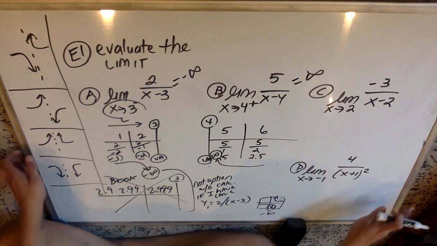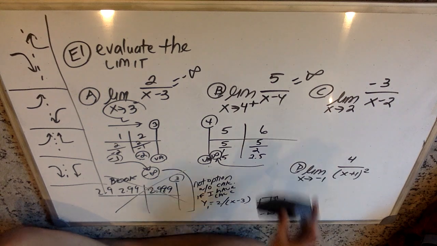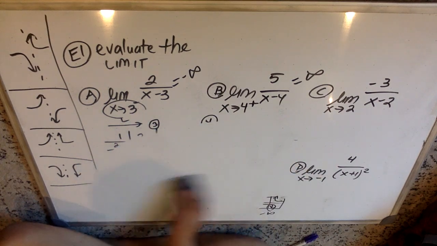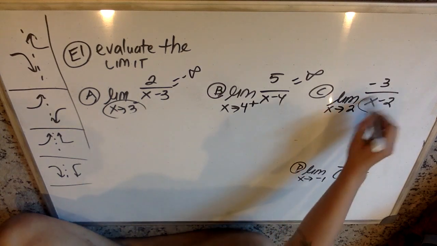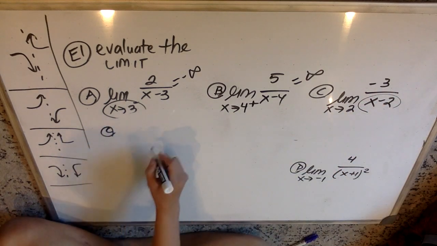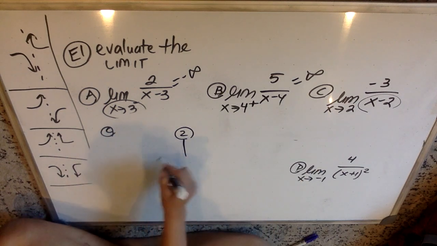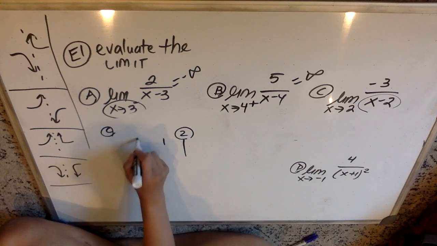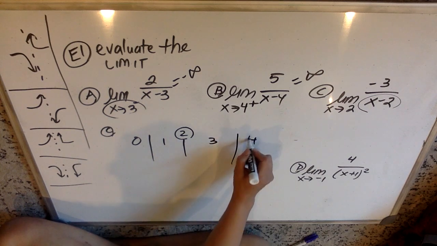Now the double-sided limit is going to involve me having to make a two-sided table. So I did A and I did B. I'm going to erase this work so that I can do C with a little more space. So when I go to do C, my vertical asymptote's at 2, right? So I need stuff on both sides because it says the double-sided limit. So on this side of 2, I have 1 and 0. On this side of 2, I have 3 and 4. Again, I'm just picking the easiest values.